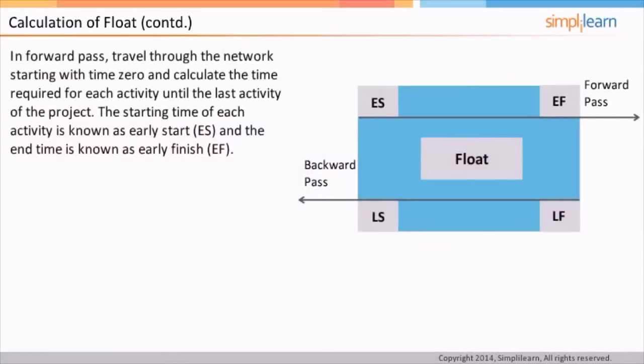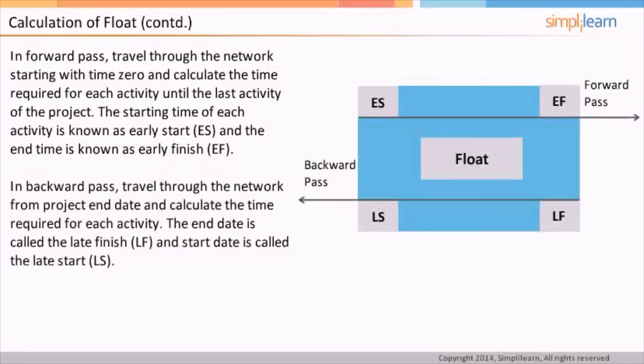In forward pass, you go through the network starting with time 0 and keep calculating the time required to complete each of the activities until you reach the last activity of the project. The starting time for each activity in this approach is called early start, and the end time for each activity is called the early finish. Alternatively, in backward pass, you can travel through the network from the project end date and calculate the time required to complete each activity. The end date in this approach is called the late finish, and the start date of the activity in this approach is called the late start.